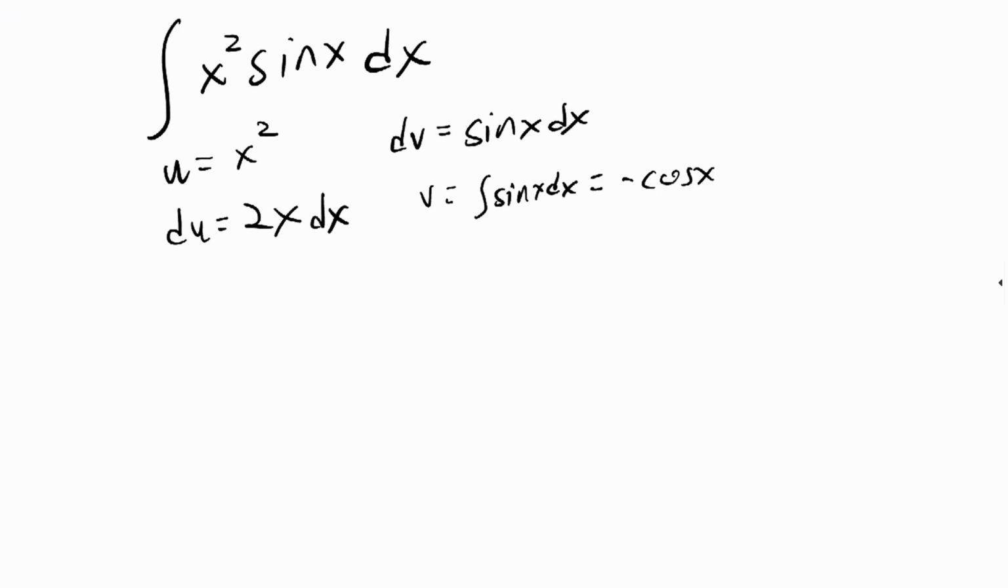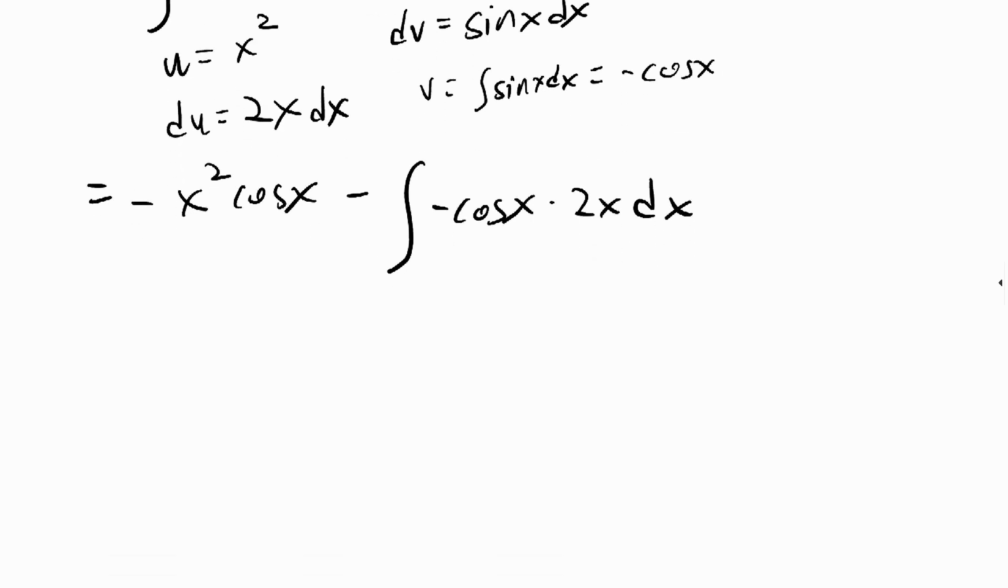So plug in the formula. uv, so u is x squared, v is negative cosine x, so I'll rewrite it like that. And of course, keep the equal sign very consistent. So negative x squared cosine x minus the integral of v du. V is negative cosine x, du is times 2x. So I'll rewrite this a little bit nicer: we can bring this negative outside of the integral, so it's plus. We can even bring out a 2, and it's going to be x cosine x.